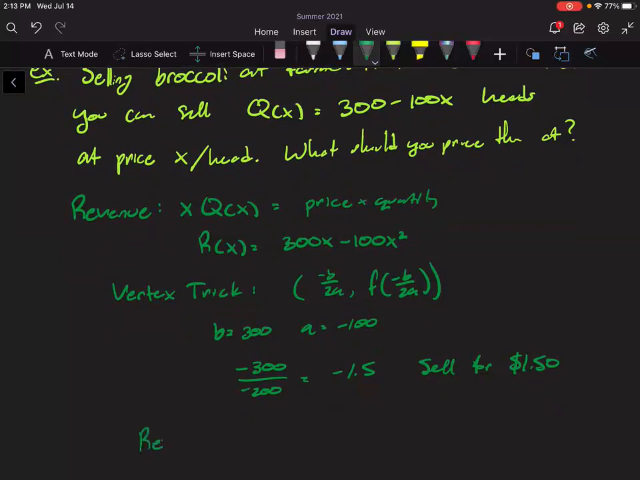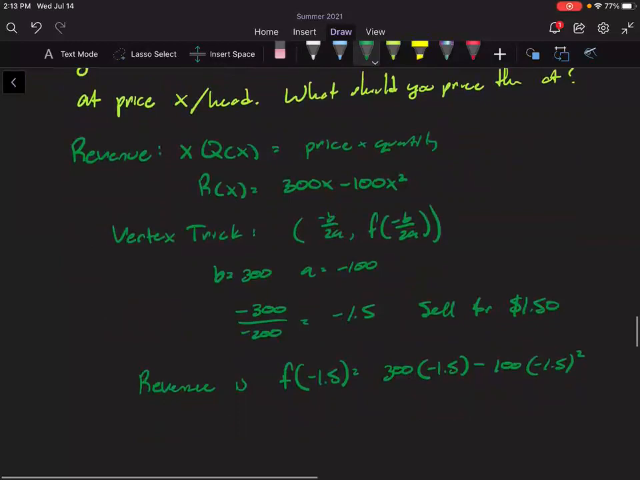And then our revenue is f of 1.5, which is 300 times 1.5 minus 100 times 1.5 squared. Oh, I'm sorry, this isn't negative. That's positive 1.5. That'll make everything work a lot better.